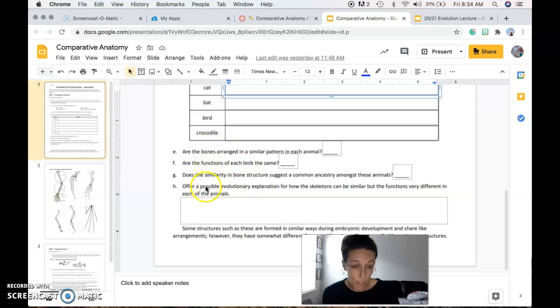These questions are fairly easy. They're yes or no. And then this one here, H, says offer a possible evolutionary explanation for how the skeletons can be similar, but their functions can be different. So what I want you to think about here is when we say homologous structures, they're derived from what? All of these organisms share one thing, and it's a common something, and that's what you need to think about when you answer this one here.